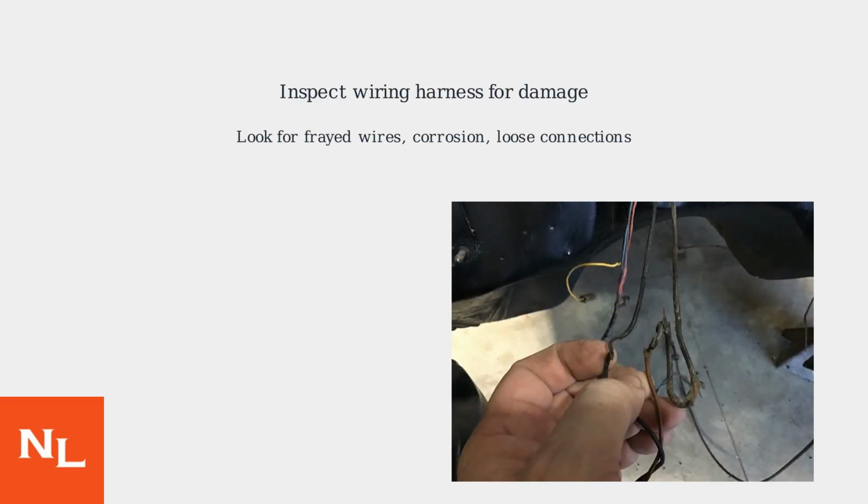When fixing wiring and connector issues for the P0062 code, start by carefully inspecting the wiring harness for any signs of damage. Look for frayed wires, corrosion, or loose connections that could interrupt the heater circuit. If you find damaged wiring, repair it by splicing or replace the entire harness section to restore proper electrical continuity.